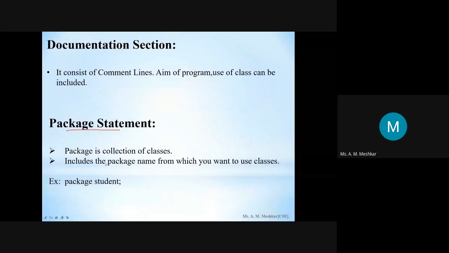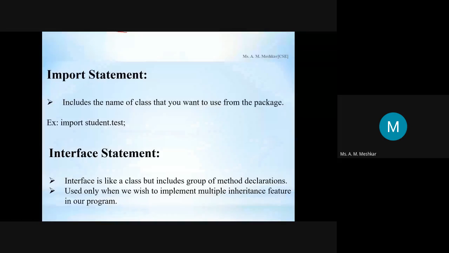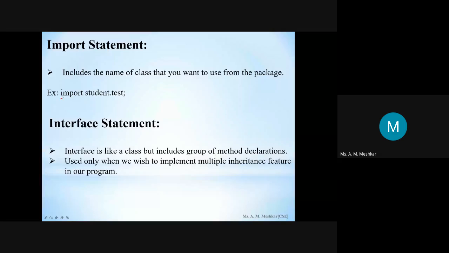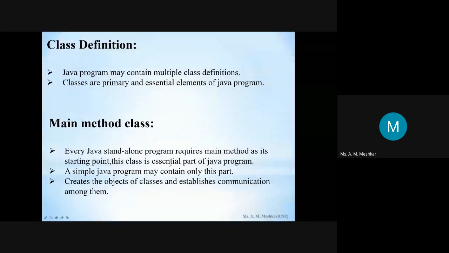Documentation section, package statement. This is how we include the package student. This is just an example. There are many built-in packages available in the Java library. If you want to import class test from the package student, then you have to write it like this in the import statement: import student.test, separated by the dot or period, and then semicolon. Interface statement, class definition, main method class.